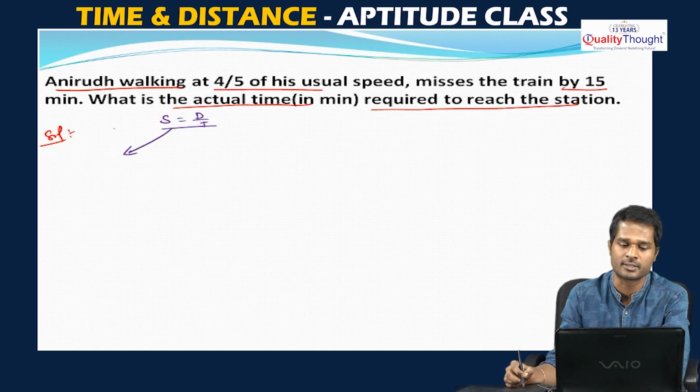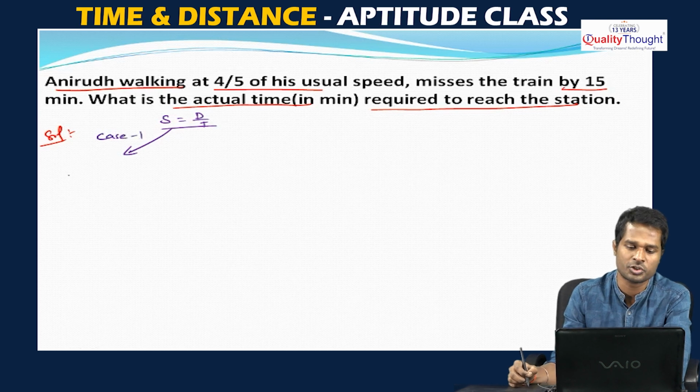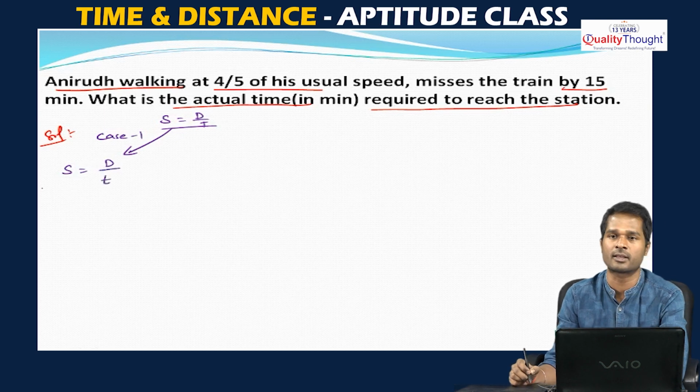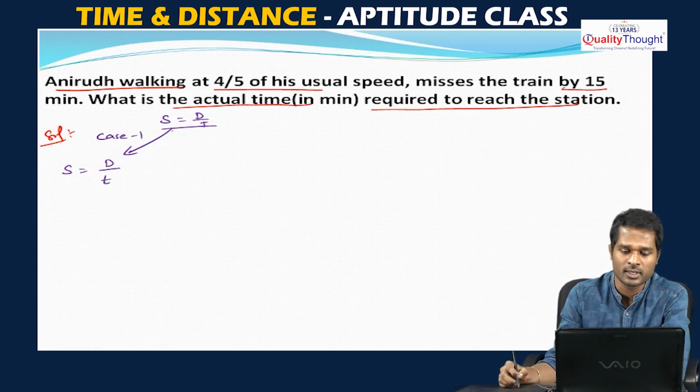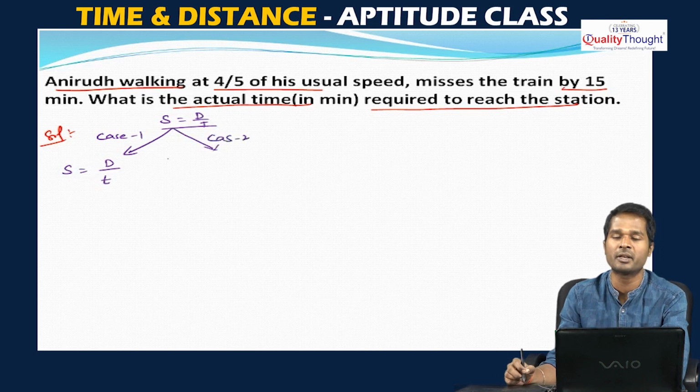The first case, I will write case 1. Let us take his original speed as S, the original distance travelled as d, and the time as t. Now let us see case 2. What happened in case 2?